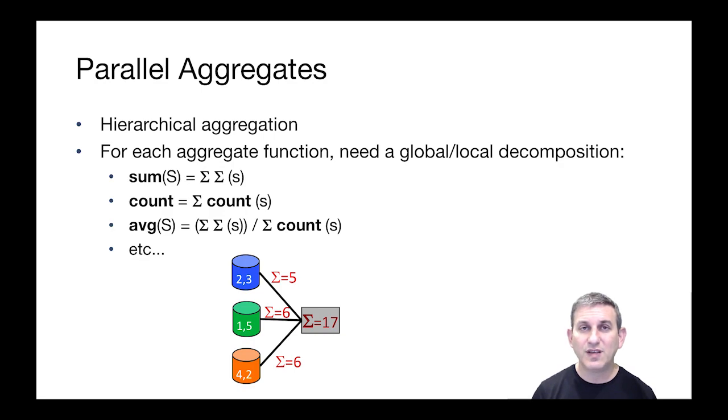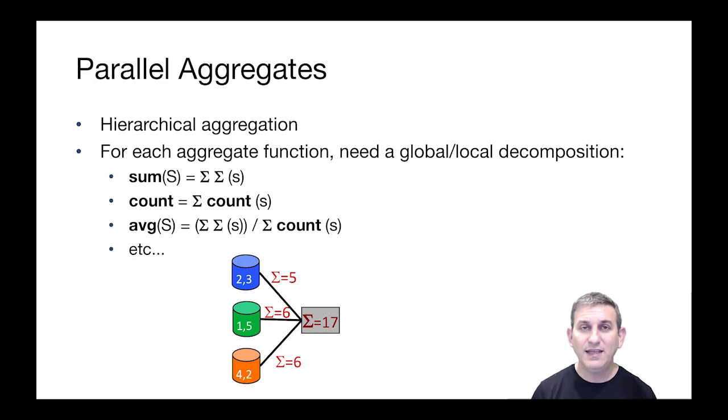So for example, for sum, if we have some data on one node and some data on a second node, the first node sums its data, the second node sums its data, and they can each take their local sums and put them together with a global sum to get the total sum. Okay, so sum is really just a sum of partial sums.